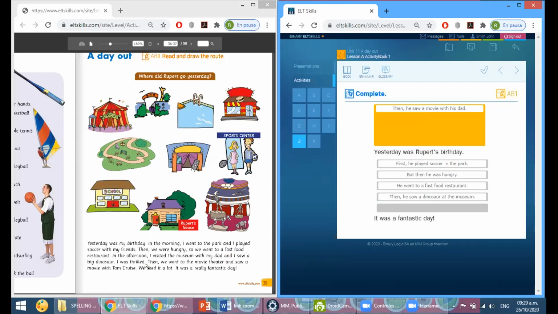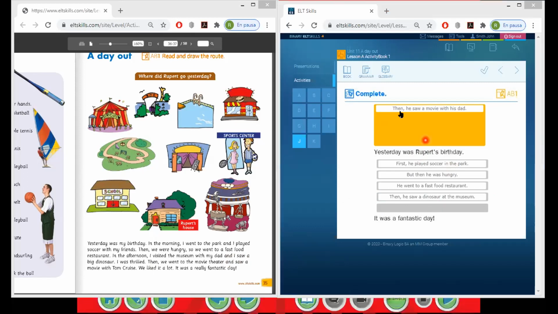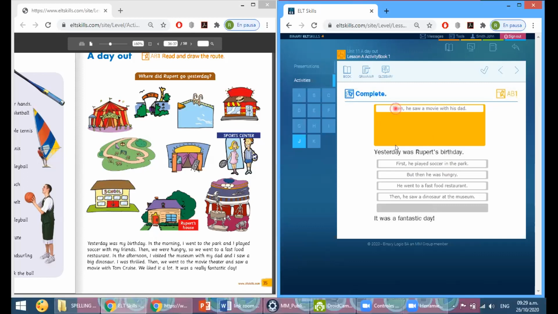I was thrilled. Then we went to the movie theater and saw a movie with Tom Cruise. What sentence is the last? Then he saw a movie with his dad. Now this is the correct order of the activity of Rupert's birthday, no? He did all these activities. Good. This is activity J, huh?